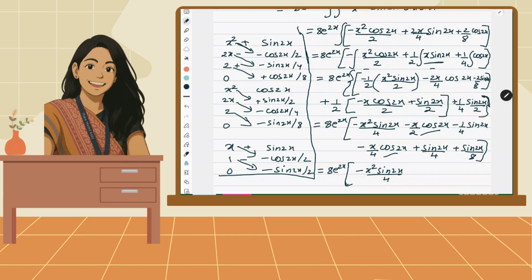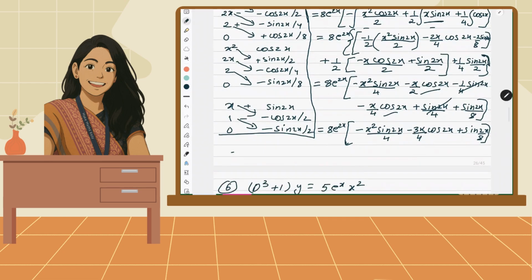So LCM will be 4. Then here it will come 2. So it will become 3, minus 3x. So minus 3x by 4 cos 2x. Correct? Then sin 2x by 4, sin 2x by 4 with opposite sign, so cancel. And then sin 2x by 8. Right? Now if you want, you can multiply this 8 inside.